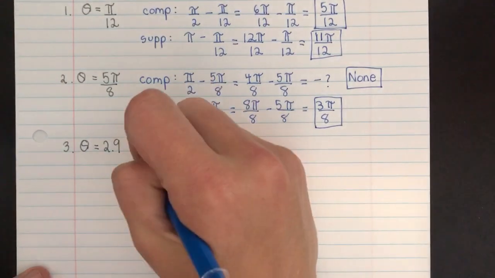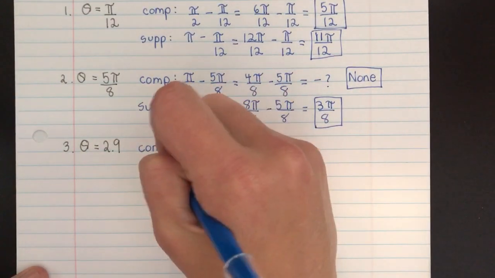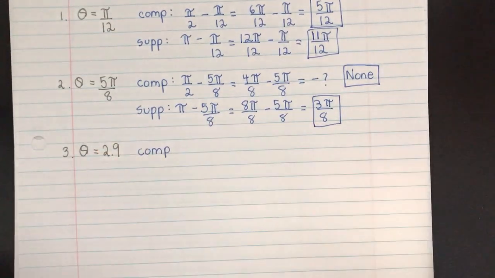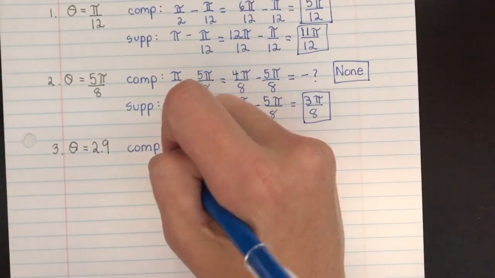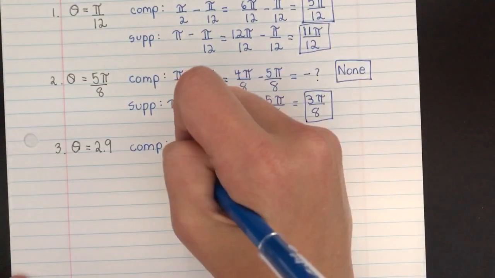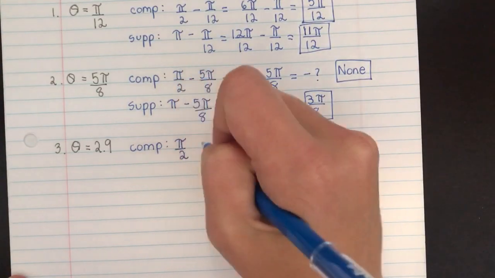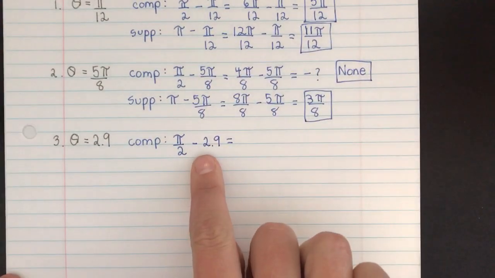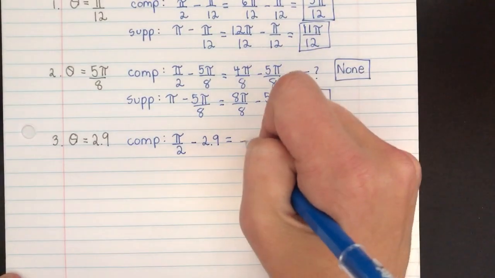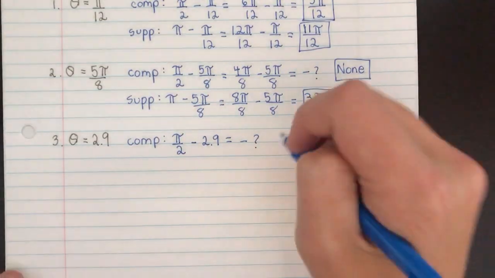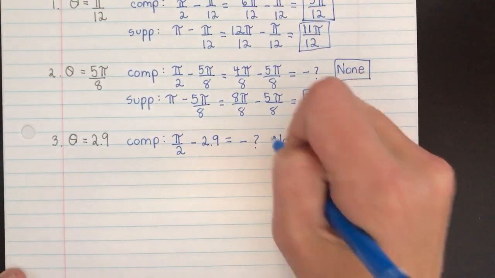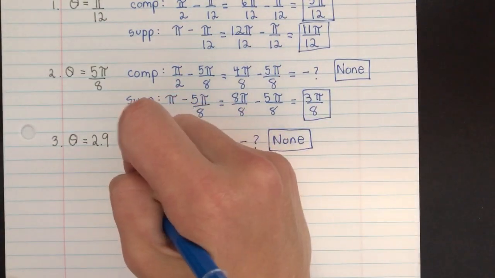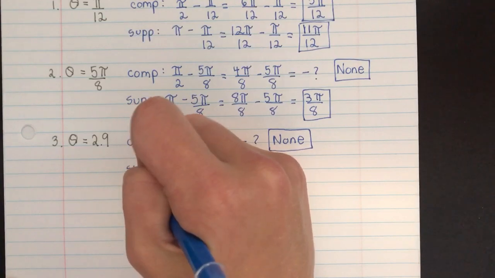Last but not least, you may be given theta in radians without the pi, already converted to a decimal, so 2.9 radians. So for complementary, you would just do pi over 2 still minus 2.9. You would plug that in the calculator, and the calculator will give you a negative answer. So again, that's not allowed. None.